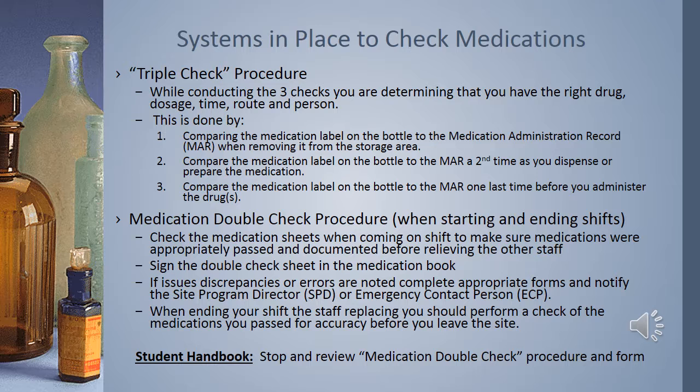There's also a medication double check procedure in place that occurs when you start and end a shift. Check the medication sheets when coming on shift to make sure the medications were appropriately passed and documented before relieving the other staff. Sign the double check sheet in the medication book. If issues, discrepancies, or errors are noted, complete the appropriate forms, which we'll discuss later, and notify the site program director or emergency contact person.